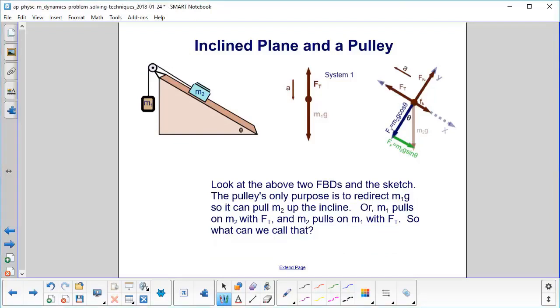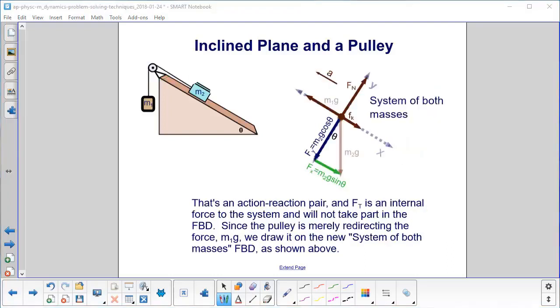Once again, look at the above two free body diagrams and the sketch. The pulley's only purpose is to redirect M1G so it can pull M2 up the incline. Or M1 pulls on M2 with a tension force, okay, right? Because this tension force, they're both equal because the pulley is massless. And M2 pulls on M1 with the same tension force. So what do we call that? That is an action-reaction pair, and tension force is an internal force to the system, so it will not take part in the free body diagram.